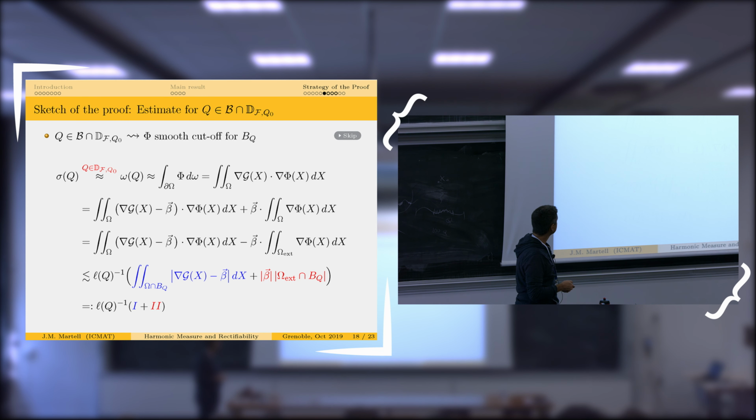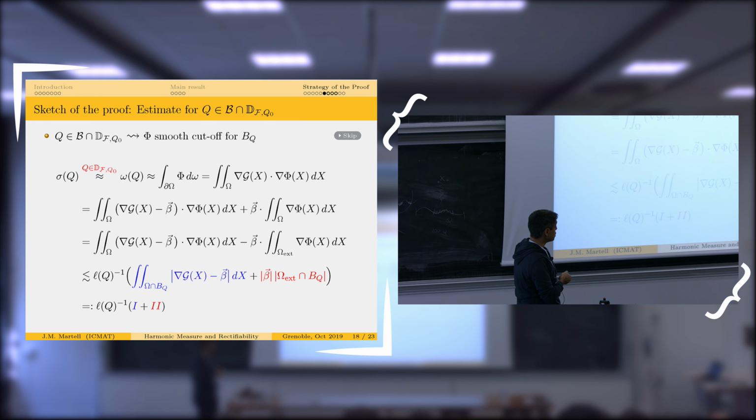Okay. All right, so let me try to get to that. Let's fix a cube which is bad and is above this family, and let's put some smooth cutoff of the ball associated to the cube. Because the cube is in this family, remember that these averages are like 1, and that's because the harmonic measure is doubling. In this setting, I can put this cutoff.